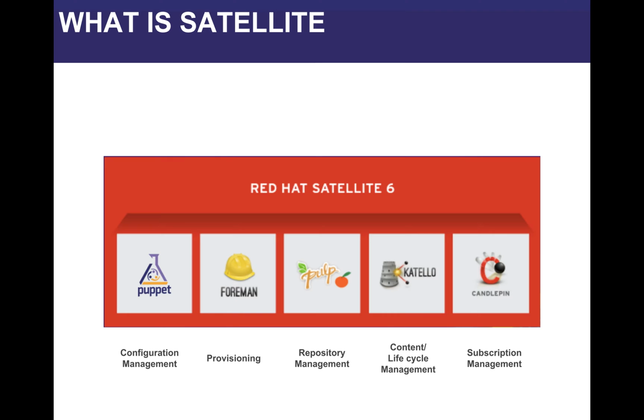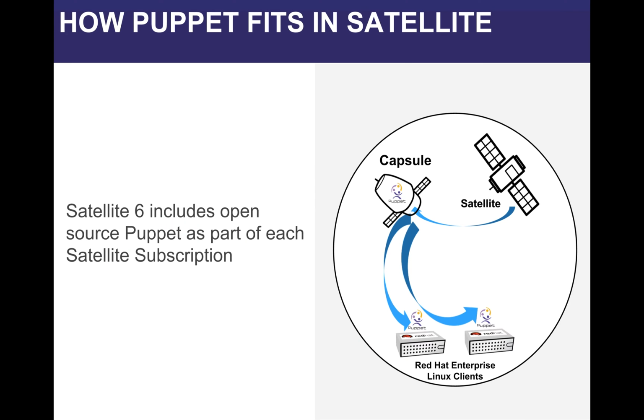It's made up of 5 main components. You have the configuration management, which is Puppet, provisioning, which is the kickstart process managed within Foreman, Pulp for your repository management that helps manage the errata management, Katello for the lifecycle management, content delivery, and then Candlepin for subscription management. So as I was saying, Satellite 6 includes open source Puppet as part of every Satellite subscription. So within every capsule, you have a Puppet master that then can help manage the Red Hat Enterprise Linux clients, which will also have a Puppet agent installed.